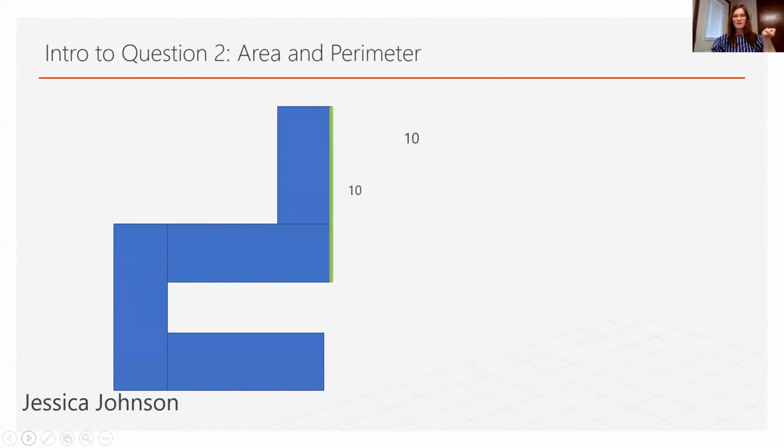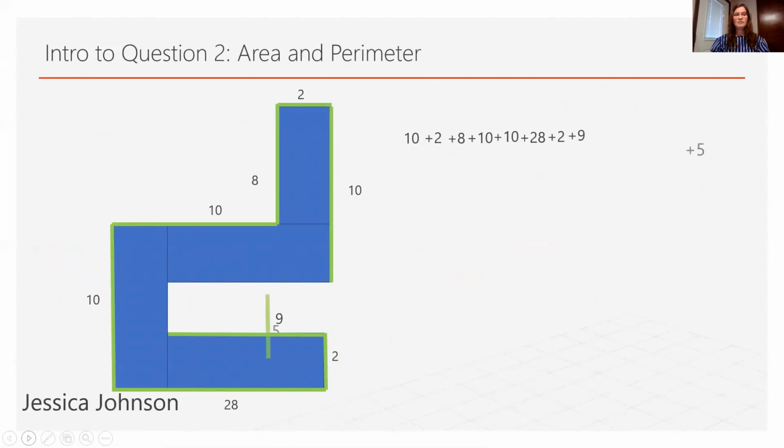So let's sum 10 plus 2 plus 8 plus 10 plus 10 plus 28. I'm getting tired of walking. How about you? Plus 2 plus 9 plus 5 plus 15, and our perimeter equals, say, 90 centimeters. We could use any kind of measurement. We could use centimeters, inches, meters.